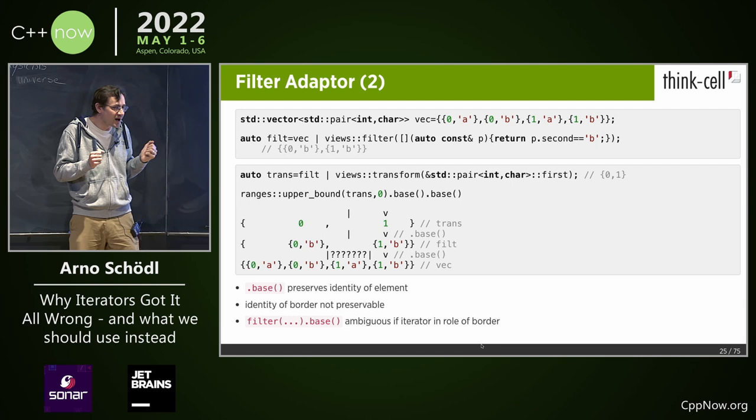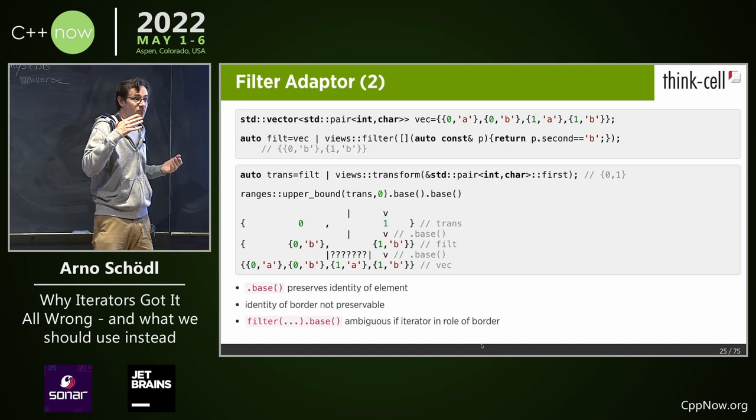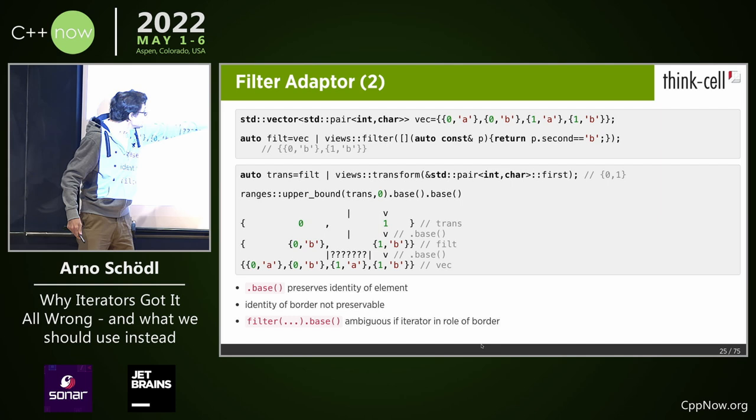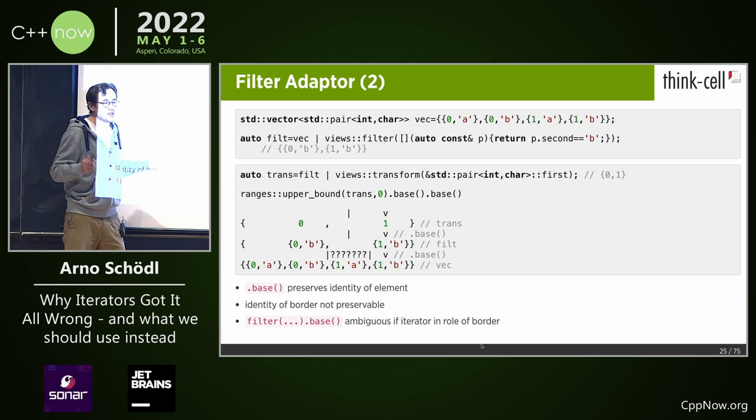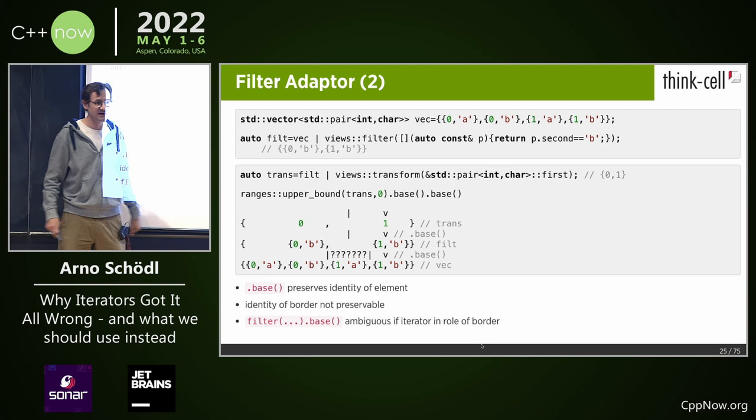You want to have, if you have an element, the question for elements is very well posed. When we are pointing at this element, and we're talking about the element, not the border, then it's clear what the original element should be. I mean, we did a filter. We filtered out all the A's, so it's not going to be one of the A's. It's going to be one of the B's. And the corresponding original element is clearly this one in the vector. There's just no debate about it.